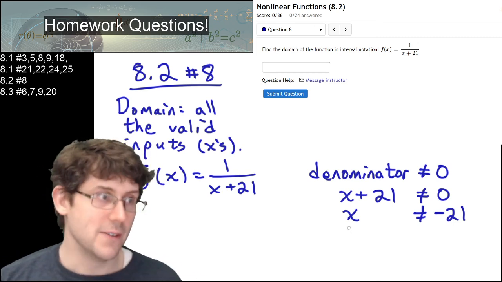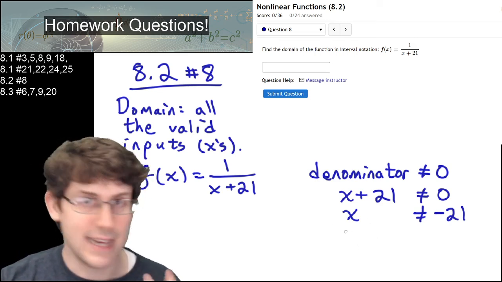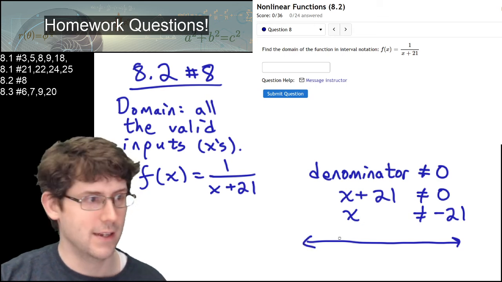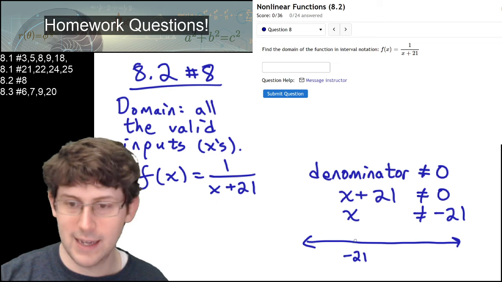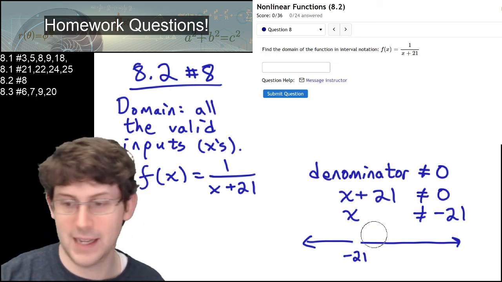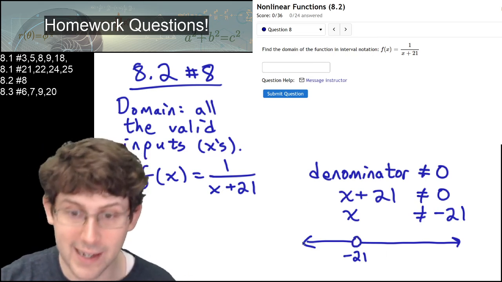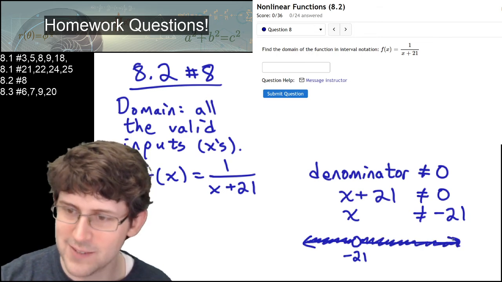The question, however, wants me to give this answer in interval notation. So I recommend to get an answer in interval notation, you draw a picture of all the numbers you're talking about. Here's all the real numbers. Minus 21 is over here somewhere, and I am explicitly removing minus 21 from the answer. Minus 21 is not invited to the party. Everyone else is. Minus 21's worst nightmare.